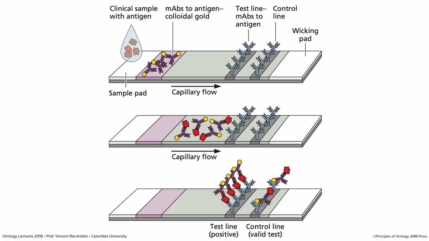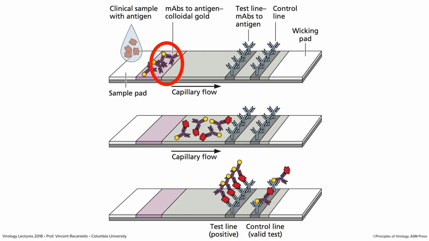Here we're doing the same thing. We're looking in a clinical sample. We're asking if there are viral antigens. Are you infected with a particular virus? You would put the clinical sample on the sample pad at one end. It then wicks across by capillary flow on this filter. And what's embedded in this device are antibodies to your viral antigen. They're linked to colloidal gold, so you can see them readily.